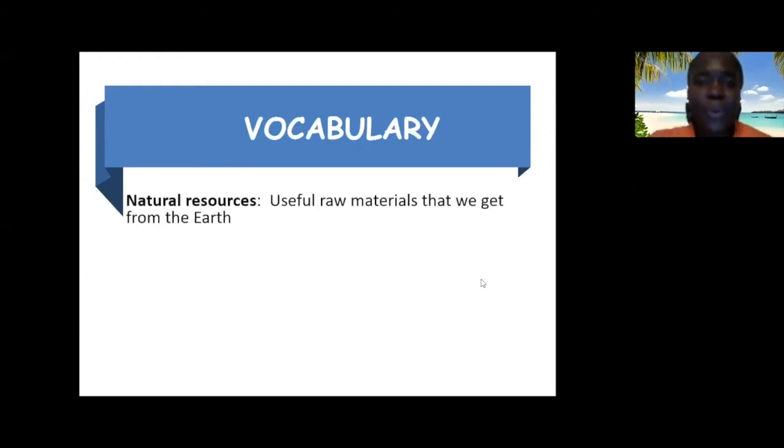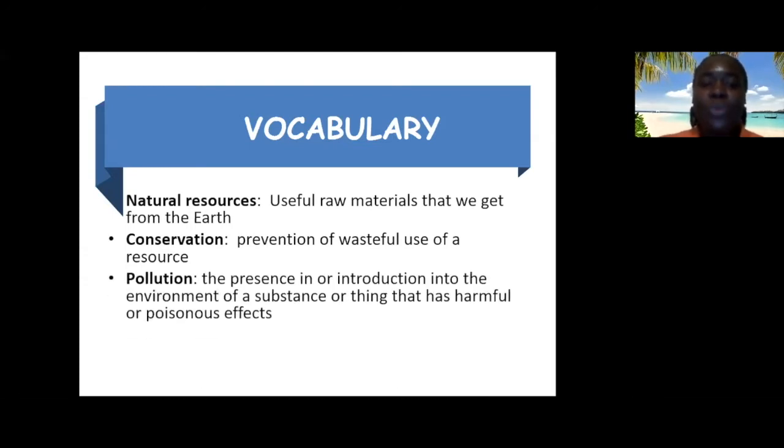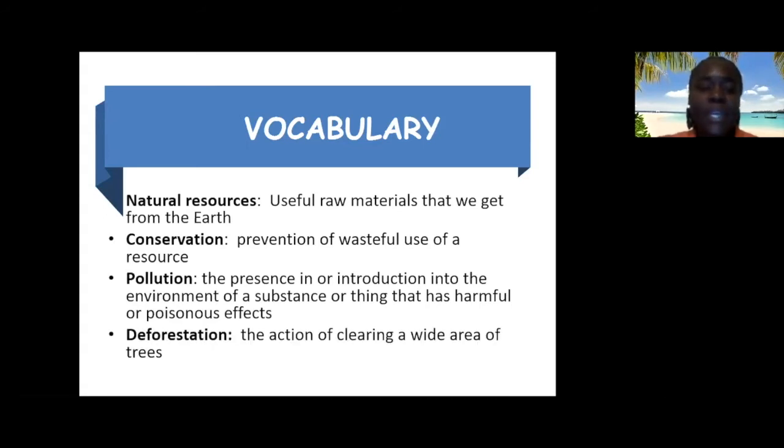So our first vocabulary word, natural resources, which means useful raw materials that we get from the earth. Our next word, conservation, prevention of wasteful use of a resource. Thirdly, pollution, the presence in or introduction into the environment of a substance or thing that has harmful or poisonous effects. And lastly, deforestation, the action of clearing a wide area of trees.